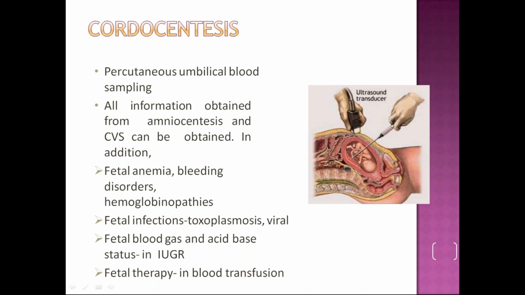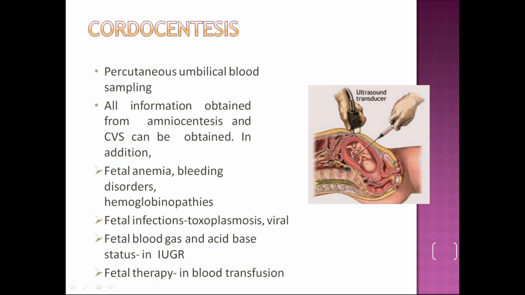Ultrasound-guided cordocentesis is taking blood from the umbilical cord. You can see here the origin of the umbilical cord at the placental bed. It is relatively less mobile, so that we can poke here.